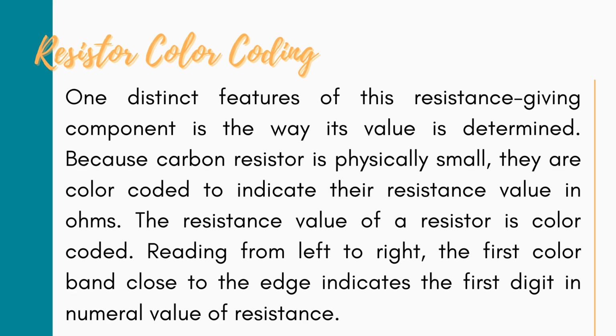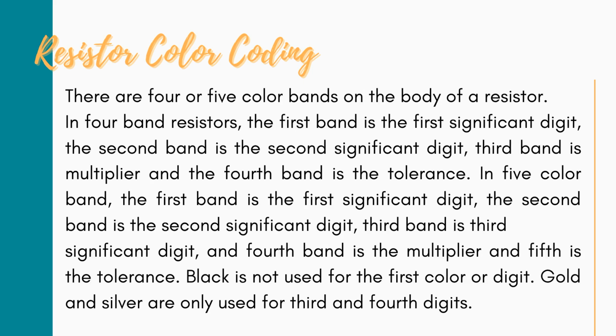Resistor color coding. One distinct feature of this resistance-giving component is the way its value is determined. Because carbon resistors are physically small, they are color-coded to indicate their resistance value in ohms. The resistance value of a resistor is color-coded. Reading from left to right, the first color band close to the edge indicates the first digit in numeral value of resistance. There are 4 or 5 color bands on the body of a resistor.